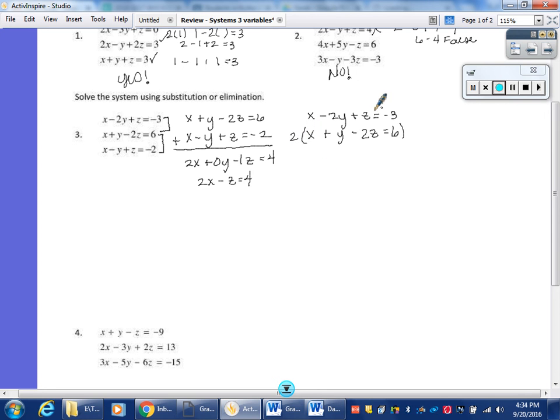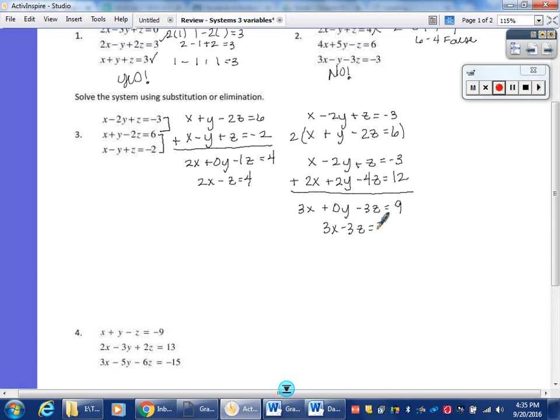I'm going to rewrite this entire thing so that I can follow my steps, right, in case I make a mistake. So this is x minus 2y plus z is equal to negative 3, and 2x plus 2y minus 4z is equal to 12. I add those two equations together, and here you see the y's are going to cancel out, so I get 3x plus 0y minus 3z is equal to 9, or just 3x minus 3z is equal to 9.